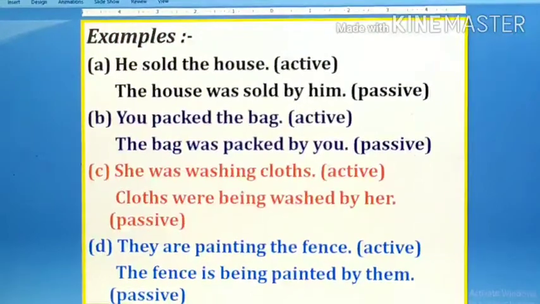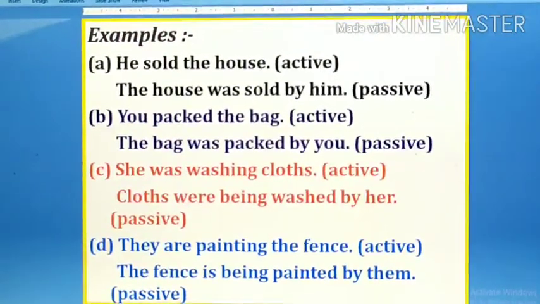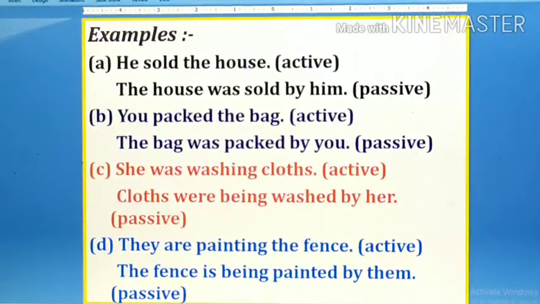Now some more examples I have given here. From these examples you will be clear what is active and what is passive and how we change active into passive. Number one is, he sold the house. So here he is the subject, sold is the verb, and the house is the object. And now when we change it into the passive voice, how will it change? The object, which is the house, comes in the place of the subject. So I have written here, the house was sold by him.